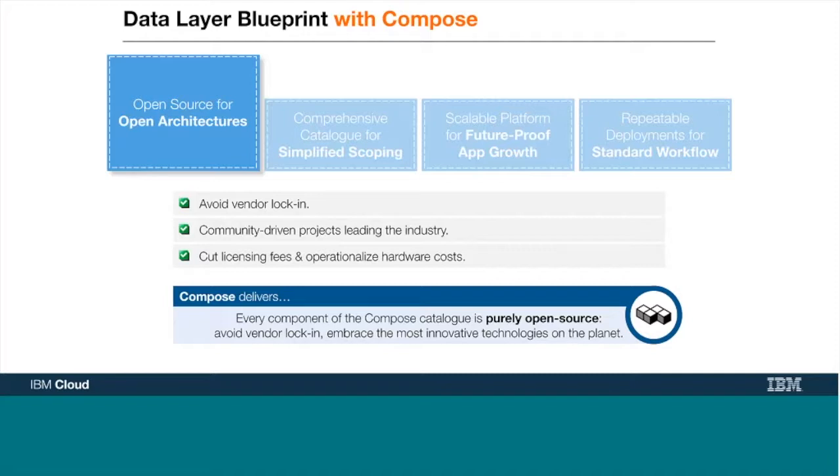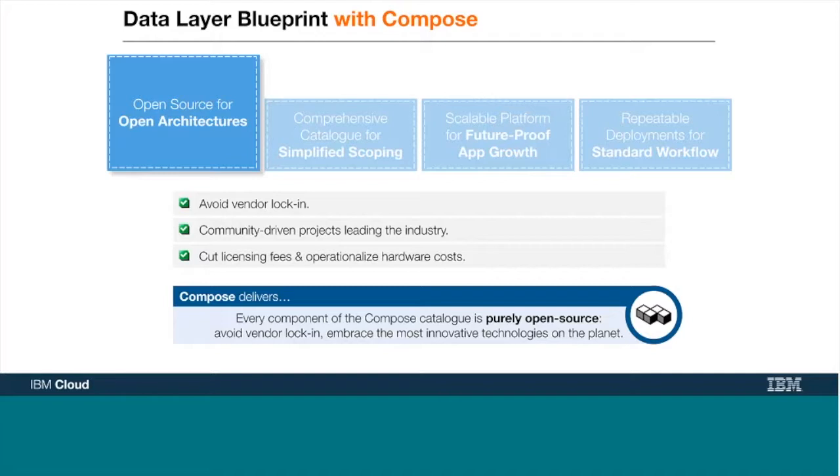and operationalized hardware costs. As part of what we attempt to do, we attempt to run at near the cost of infrastructure. So we try to provide value to you by running the services around the database, not merely by selling the database. Every component of the Compose catalog is purely open source. We do that to avoid vendor lock-in and embrace the most innovative technologies around open source.